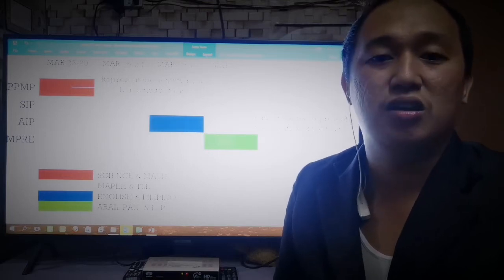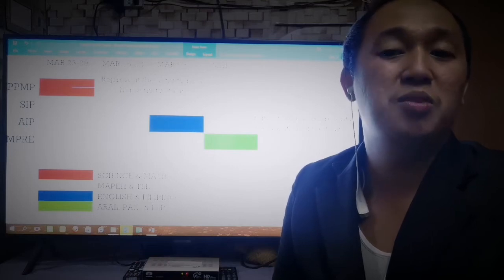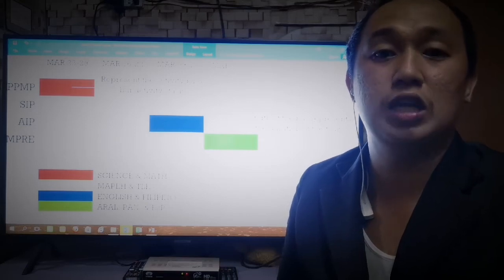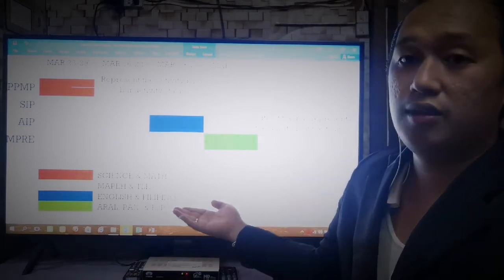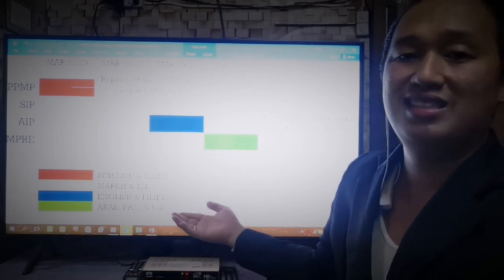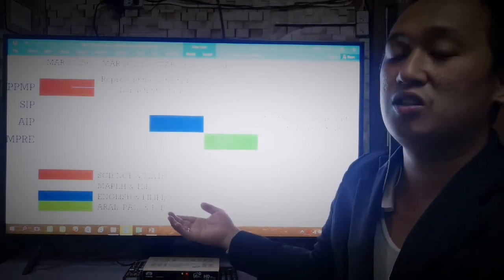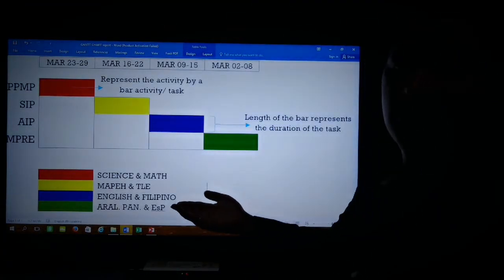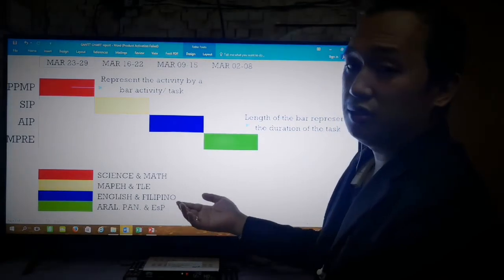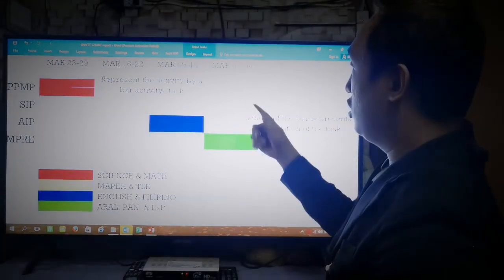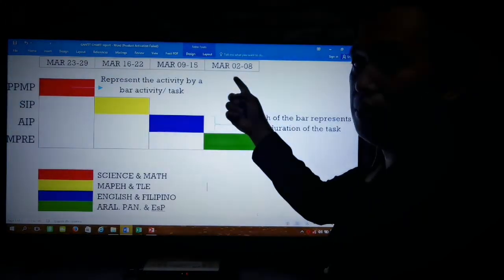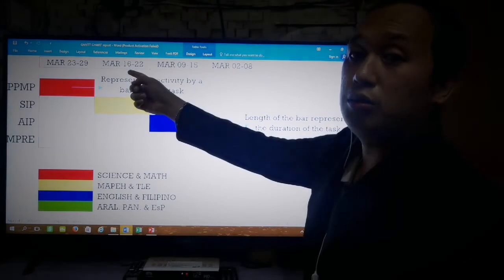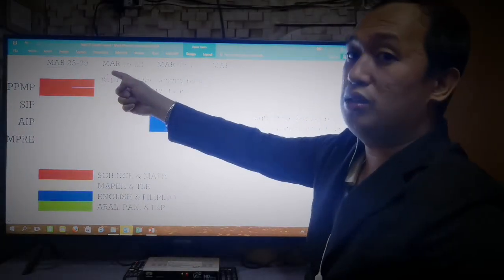The modern Gantt charts also show the dependency relationships between activities and current schedule status. So we have here the example, and each task is dependent on the predecessor of the task. This is a typical chart from the Department of Education. Let's start with the March 2 target: March 2 to 8, March 9 to 15, March 16 to 22, and the last one is March 23 to 29.